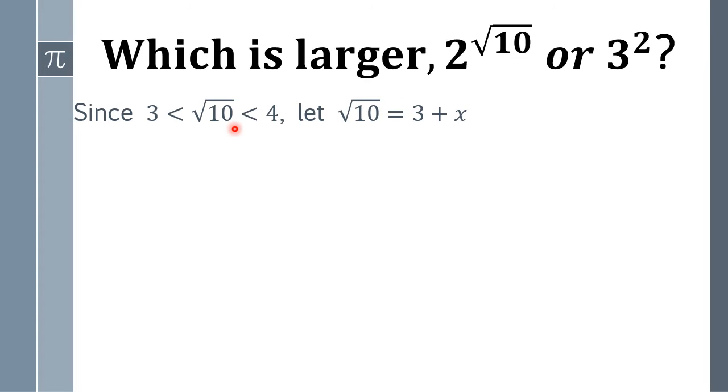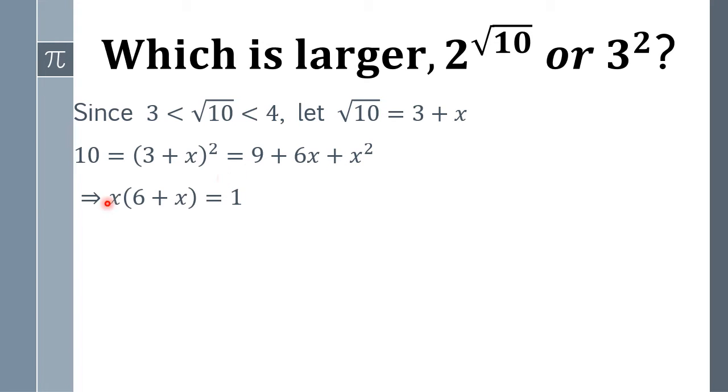Since square root of 10 is a number between 3 and 4, we can write it as 3 plus x. Then we get 10 is equal to 3 plus x, then squared, which is 9 plus 6x plus x squared, which leads to x times (6 plus x) is equal to 1, and then we get x is equal to 1 over (x plus 6).